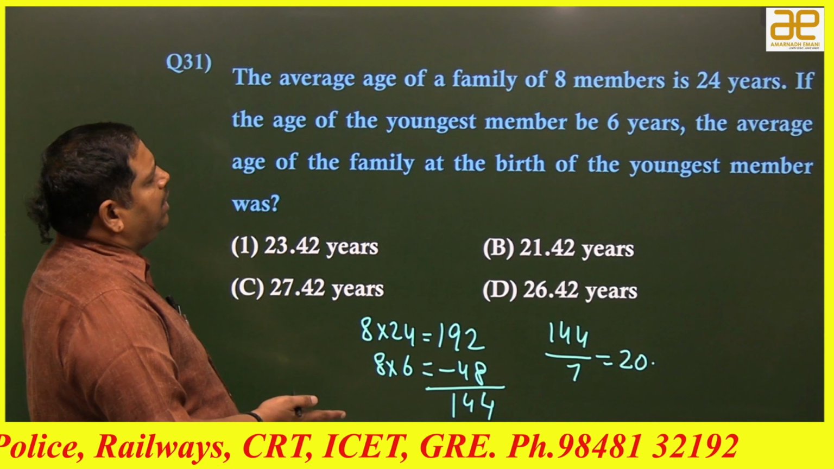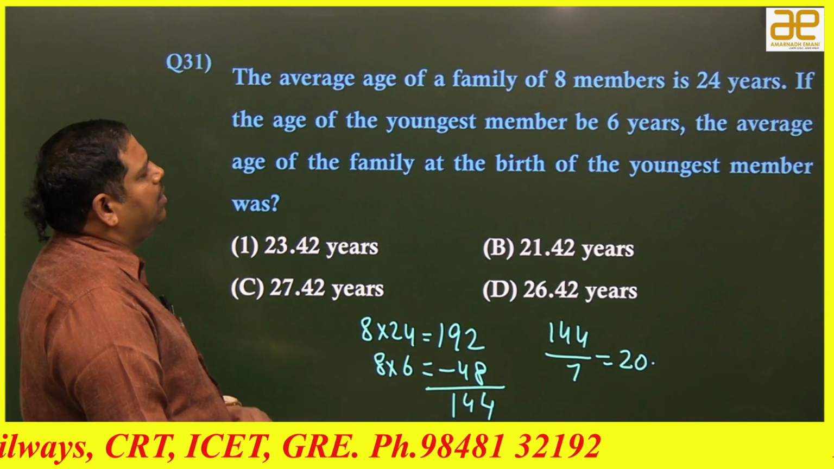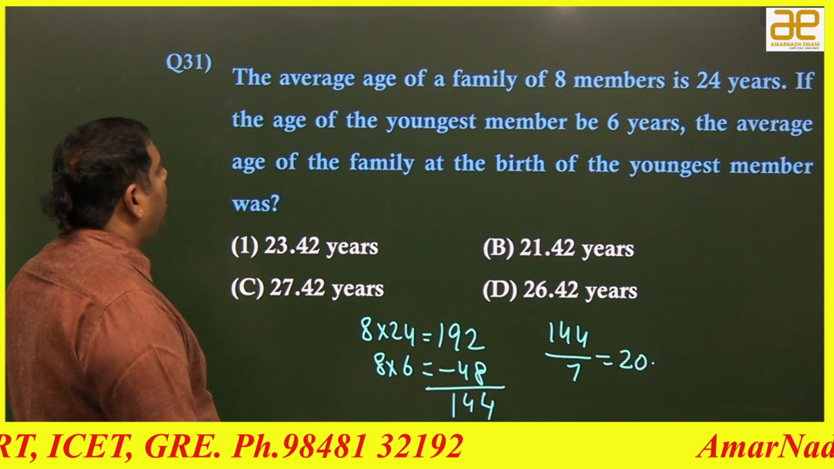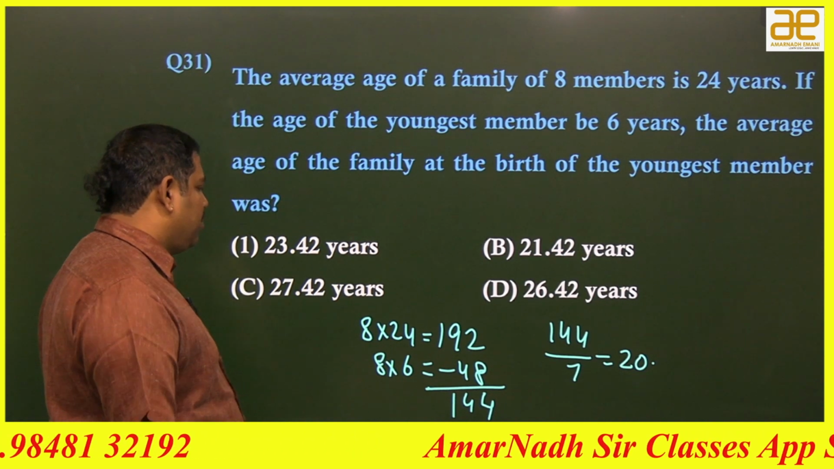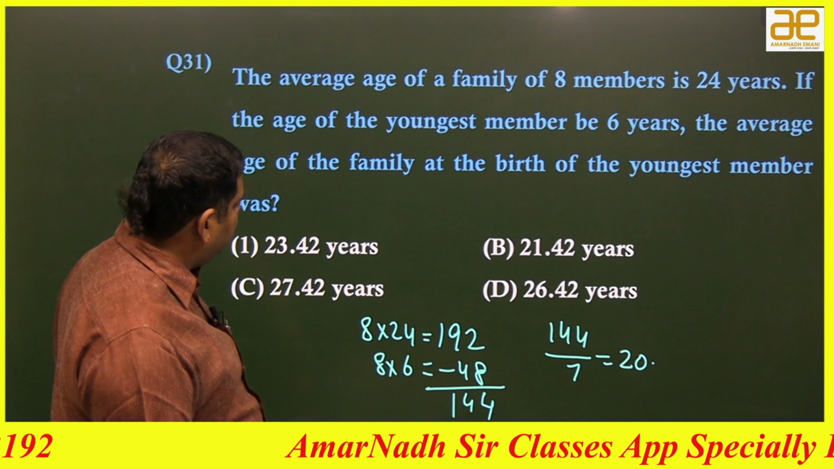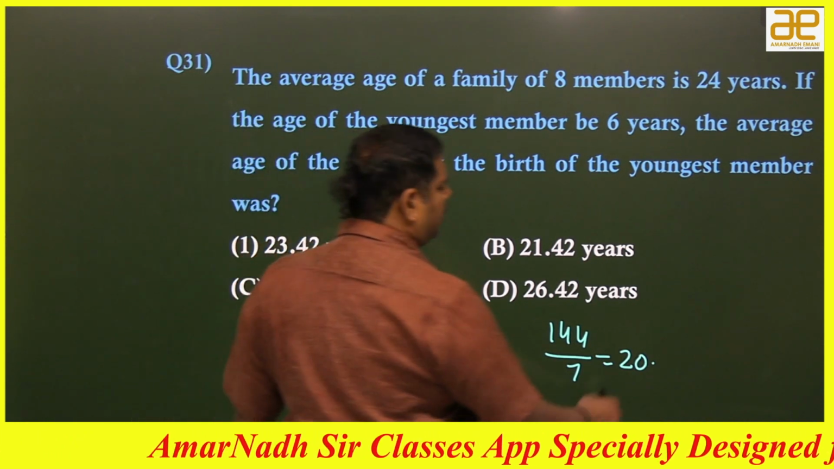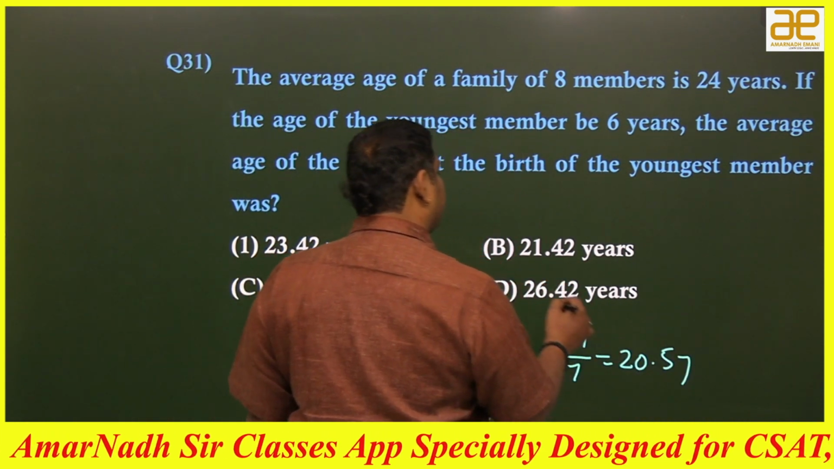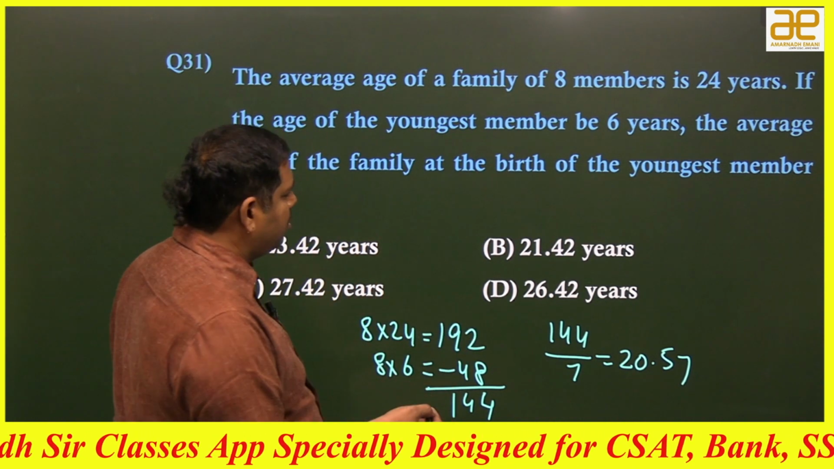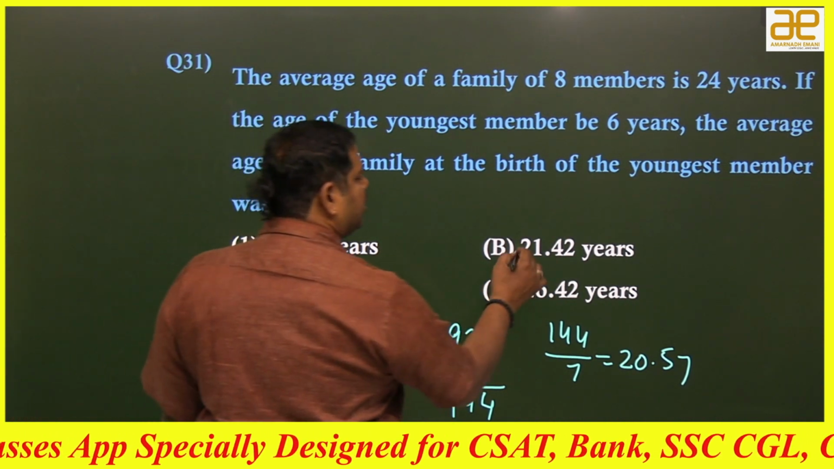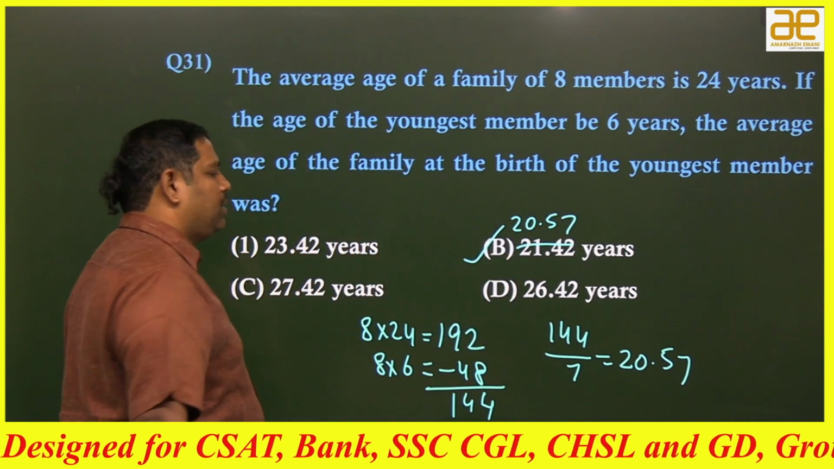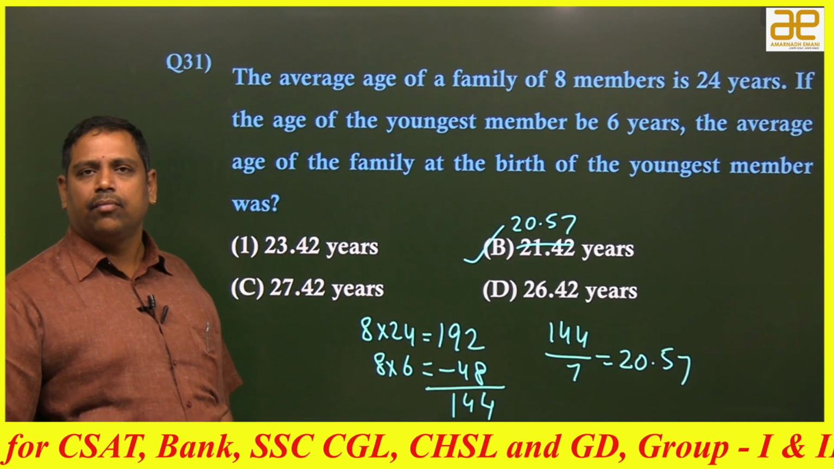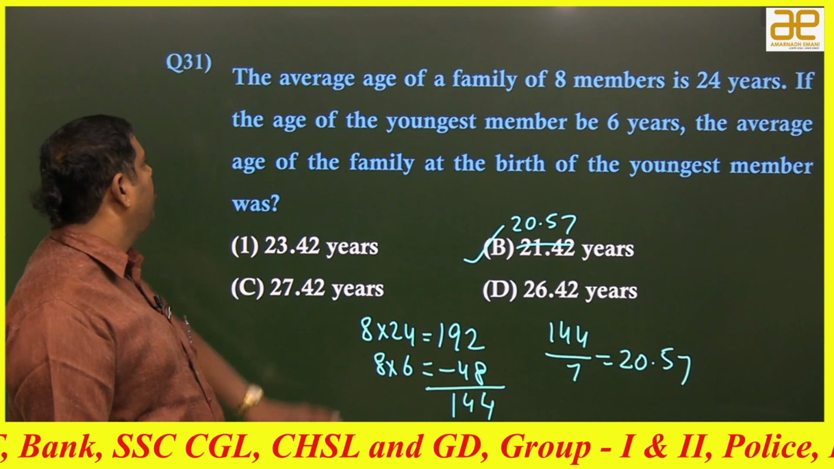24, 48, 96, 192, correct? And 8 6s are 48, correct? So 192 minus 48 means 144, correct? 144 by 7, whatever I get is the final, 20.57 years. So the answer is which option? Third option is the answer, okay? This is the way that we have to work out this model.